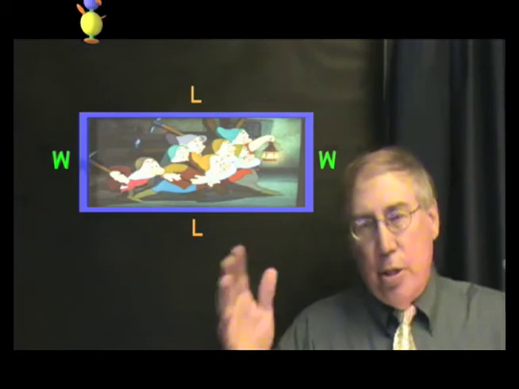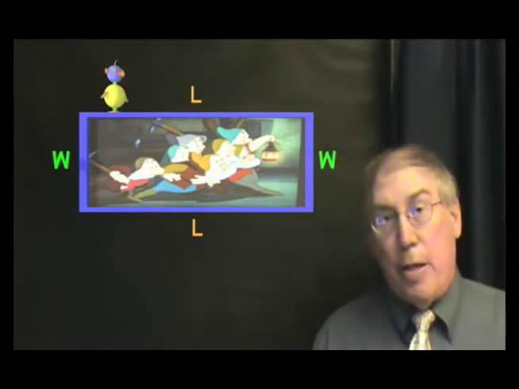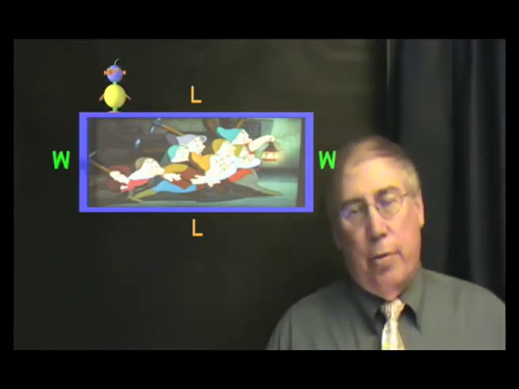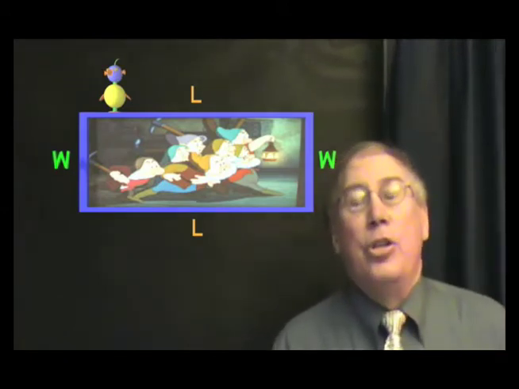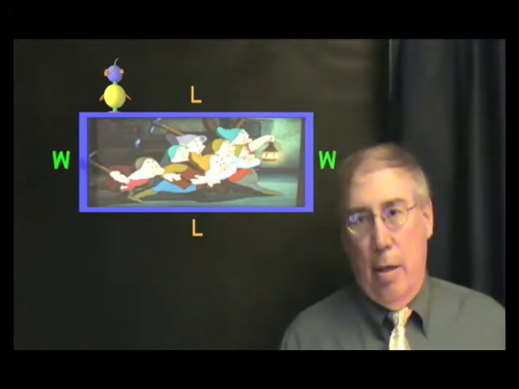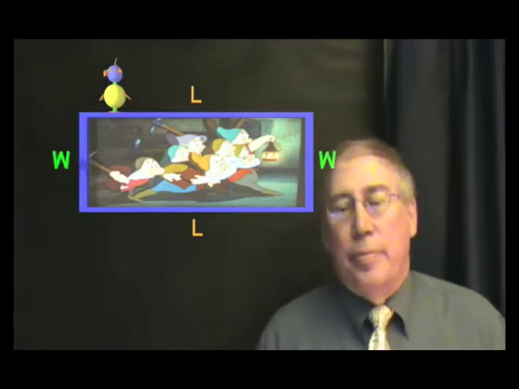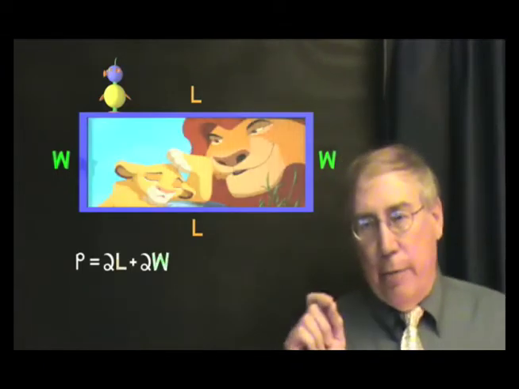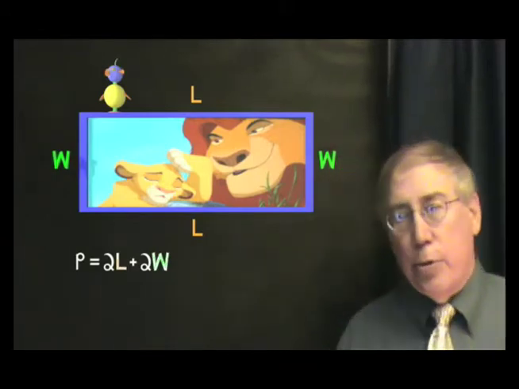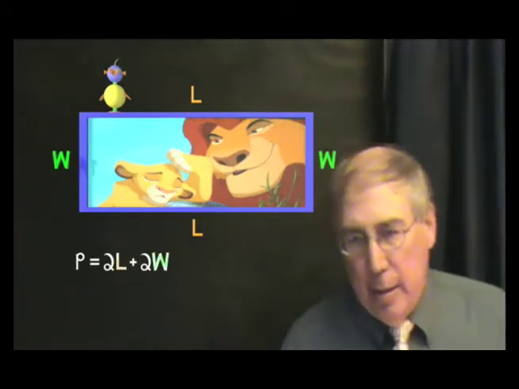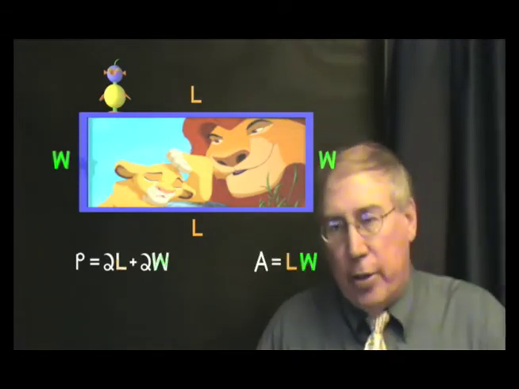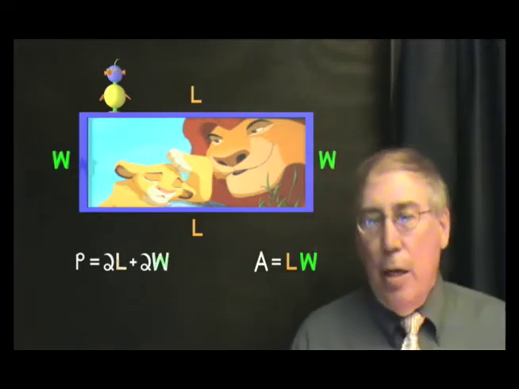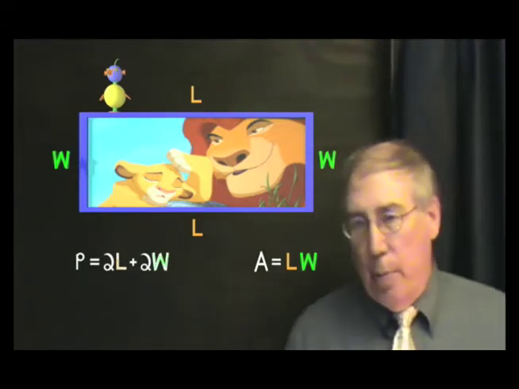Okay, let's say that Newton here has a TV screen. Now, of course, that TV screen has length represented by L and width represented by W. And let's say that you wanted to make a fancy formula representing the perimeter. So we have two L's and two W's, so we could say P equals 2L plus 2W. Now, area is represented by multiplying the length times the width. So here we have two fancy formulas.